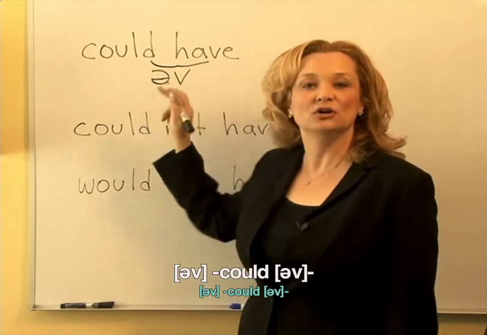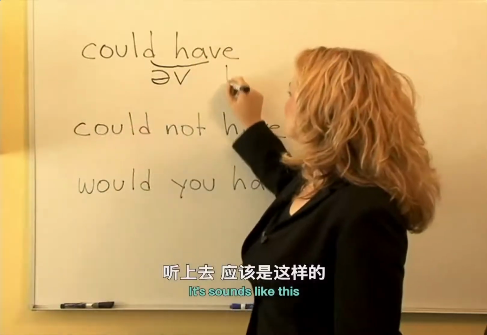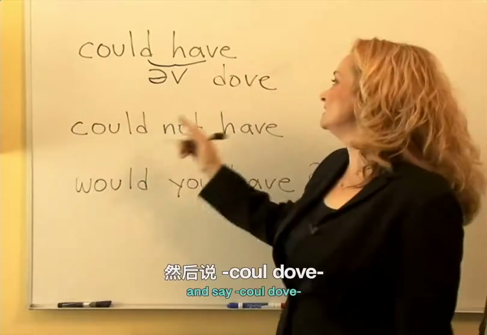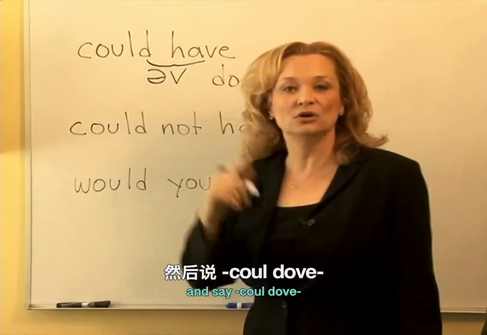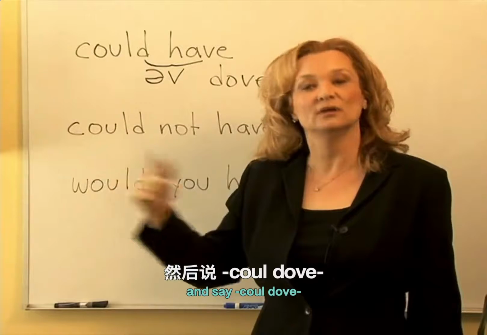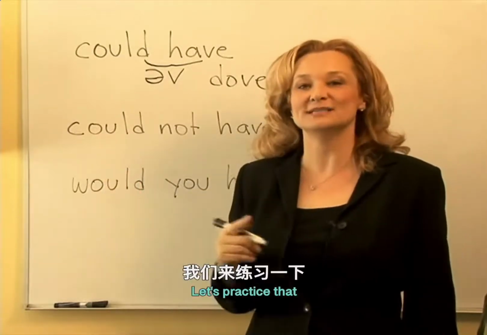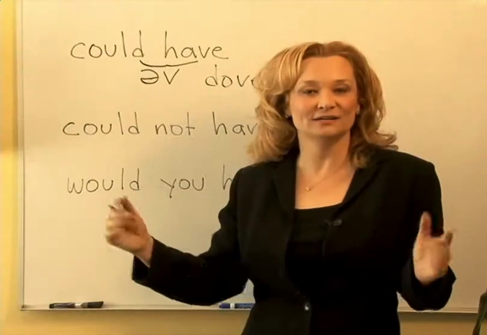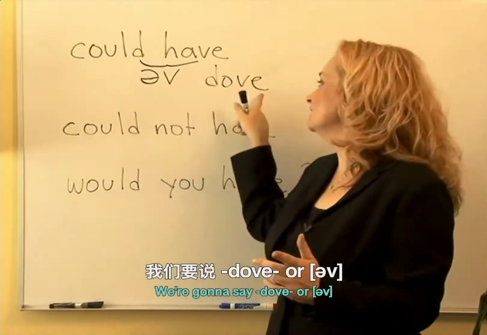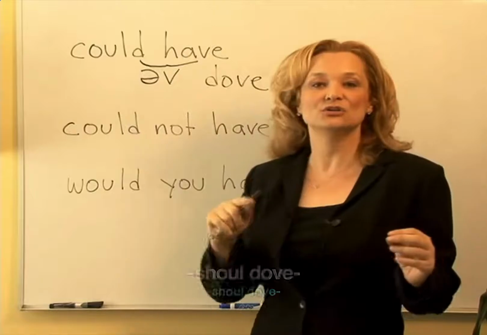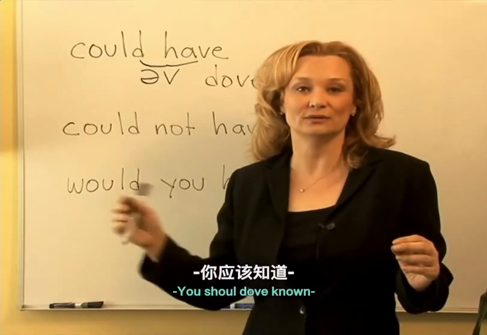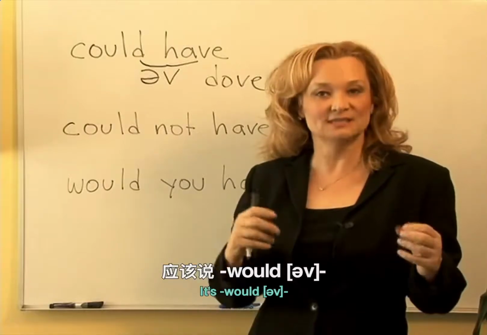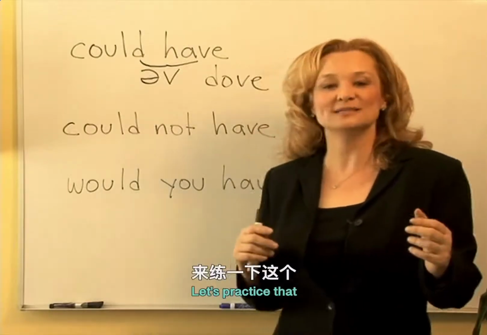Of, could've. It sounds like this. Think about dove, which is a bird, the bird dove, and say could've, could've, could've. Let's practice that. I could have told you. Should have. Let's do that. The same thing. We're going to say dove or of. Should have. You should have known. Would have. Don't say would've. It's would have.